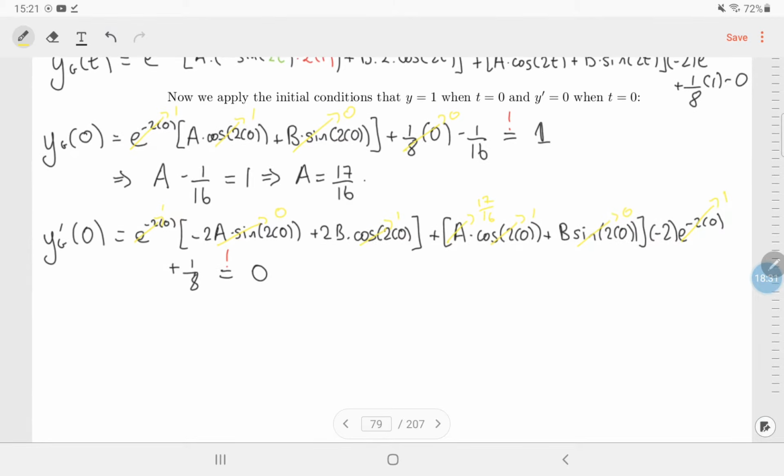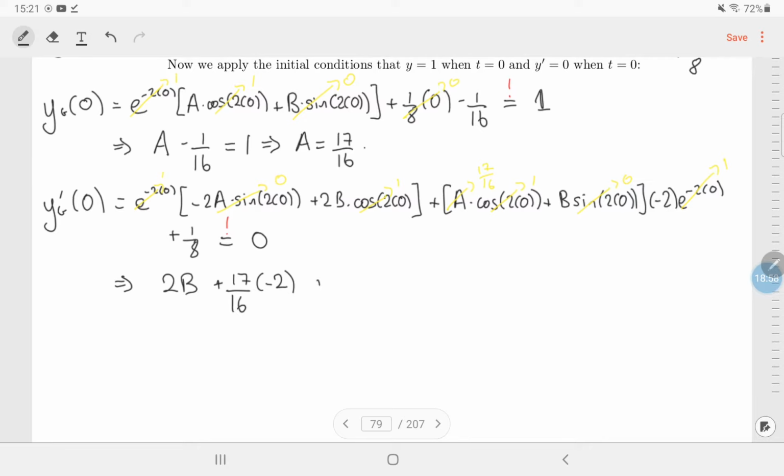So a lot of things simplify here. Don't put something like that into the calculator, you'd be daft. So that's 1, forget about that, that's gone. So I have 2b times 1, that's just 2b. Now the next thing, what have I got? I've got 17 over 16 inside the square bracket times 1, which is 17 over 16, plus b times 0 is just 0. This is times minus 2, but then it's times 1, so I don't have to worry about that, plus 1/8, and this all equals 0.